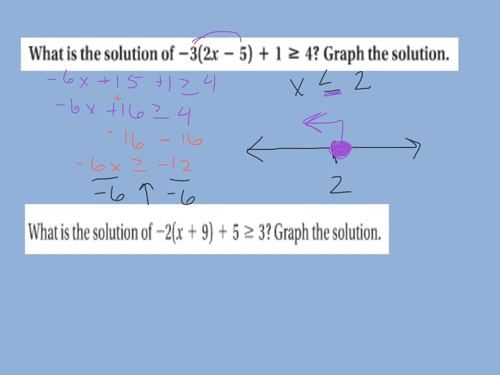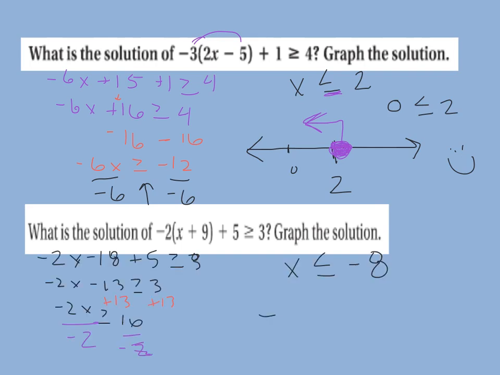You can always try to test your number. So I know 0 is over here. So if I put 0 into my inequality, is 0 less than or equal to 2? By golly, it is. I want you to pause the video and attempt the next problem by yourself.